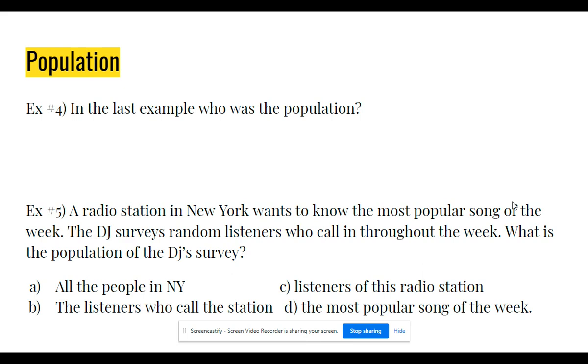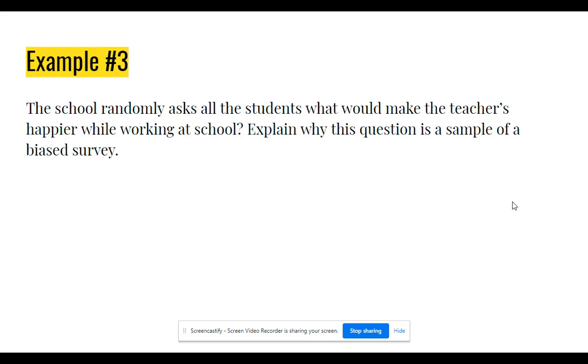Okay, in that specific example, sorry, I keep going back and forth, the population would be the students. Now, hopefully you said this is biased because we shouldn't be asking the students. Our population should be the teachers, because if we're wanting to figure out what would make the teachers happier, then that's probably who we need to ask.